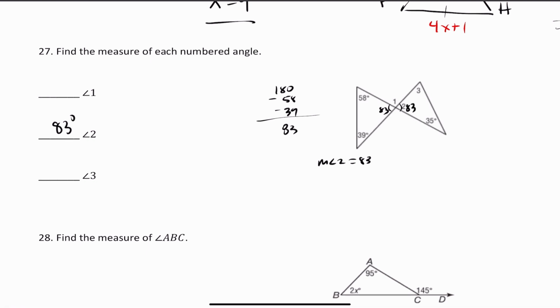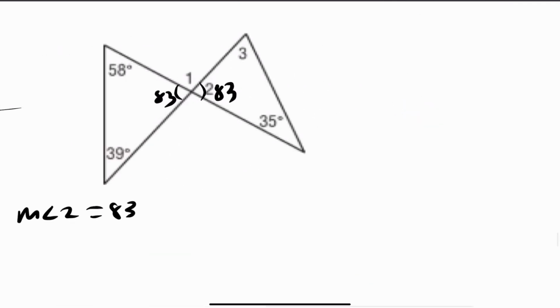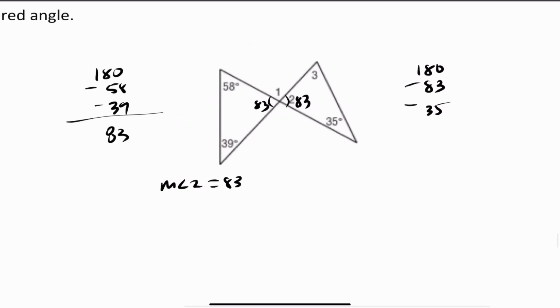So that's awesome. Now look at this. I have this angle, and really what I can do here is just do the same thing I did over here, because I already know how long this angle is, I know how long that angle is, I just don't know what this angle is. So there's 180 minus 83 minus 35. So that is 62. So the measure of angle 3 is 62 degrees.